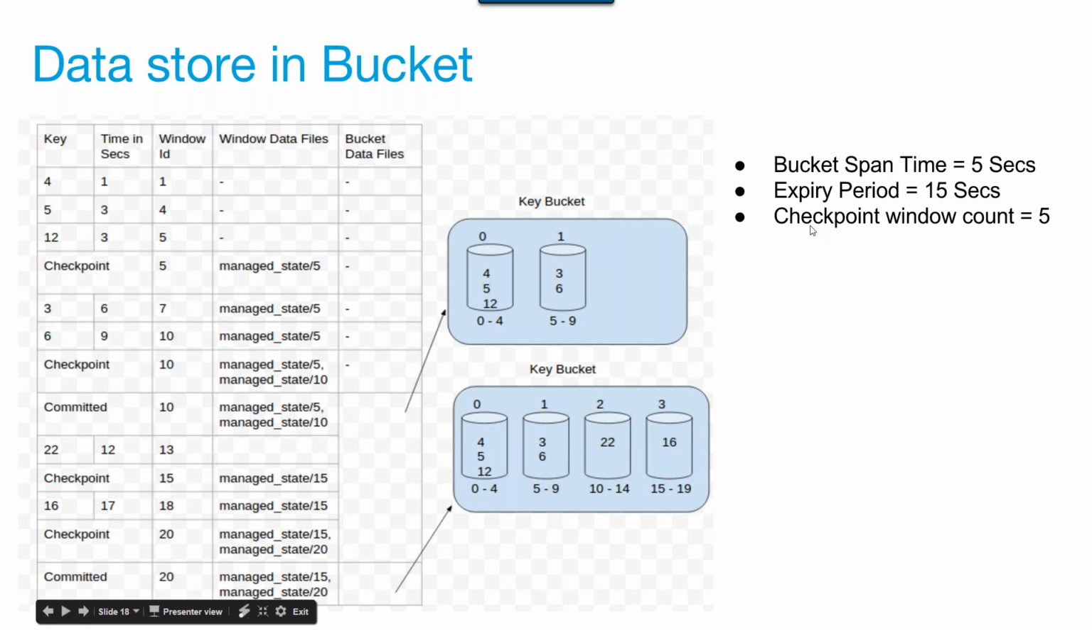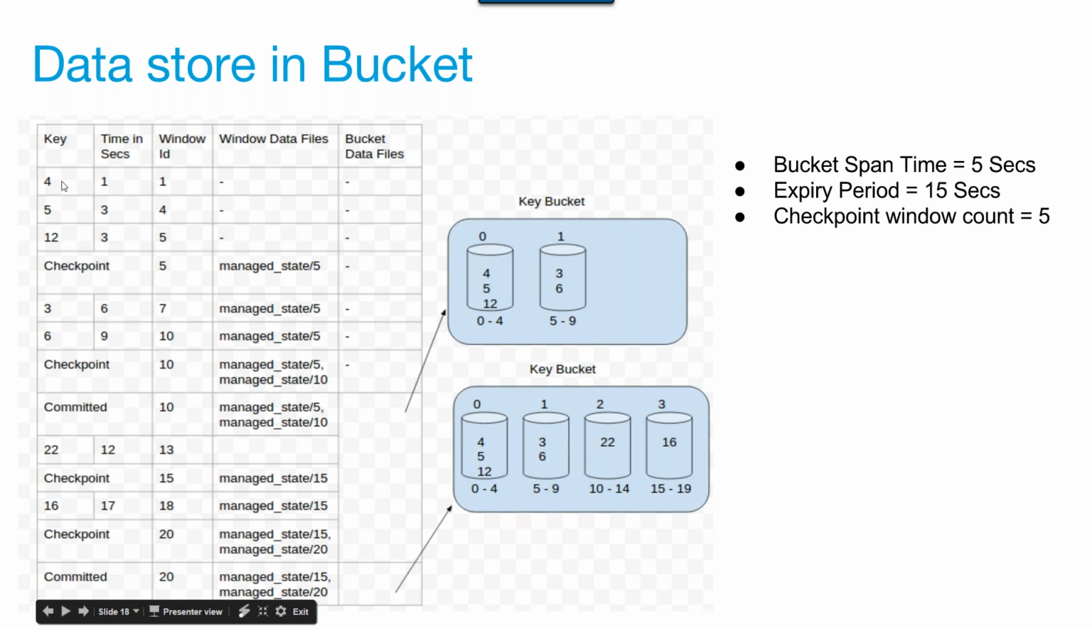Here the assumption is the value of the bucket span time is 5 seconds and the expiry period is 15 seconds. So the number of time buckets here is 15 by 5, that is 3 time buckets. And the default value of the checkpoint window count is 5, so at every 5 windows, it writes the data into the window data file.